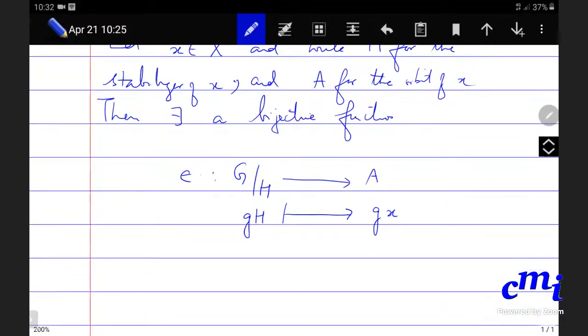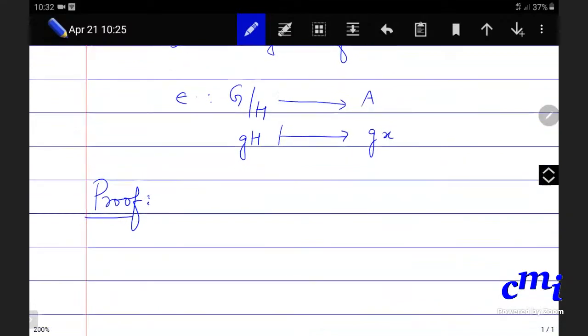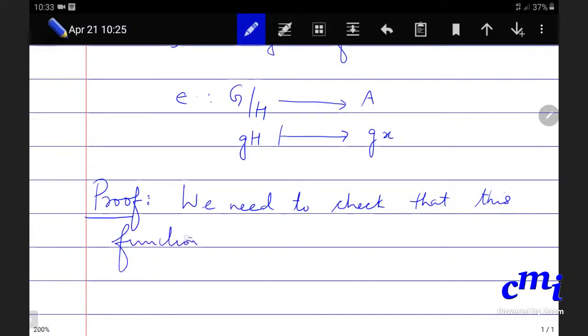This is what we need to prove. And then we will see various applications of this today. The key point is to show that such a function is well defined. So we need to check that this function is well defined.